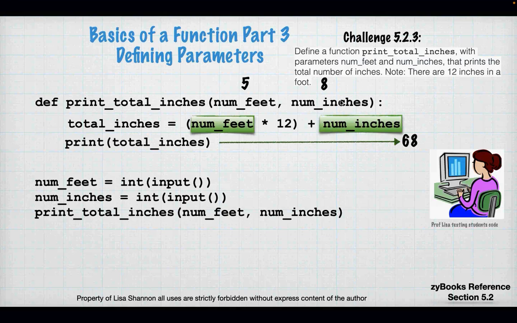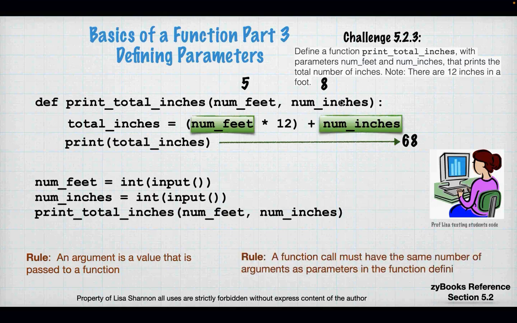Okay. Now, function parameters are positional. Arguments. When you call a function, you pass it arguments. Those arguments are positional. They are not based on the name. The name has nothing to do with it. One thing to note, a function call needs to have the same number of arguments as parameters in the function. So if I defined two parameters, then I need to have two arguments calling it. I need to have two values or variables that contain values in the function call.